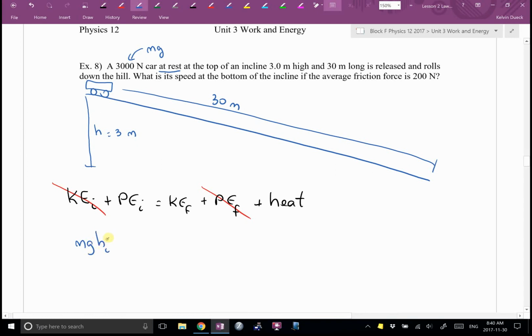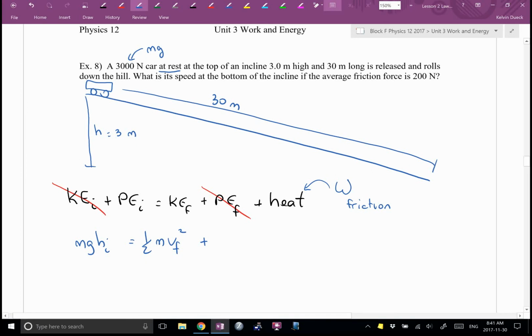mgh initial equals a half mv final squared plus. Now I'm going to think about heat a little bit differently. Draw a little arrow pointing to the heat there. Heat is really the work done by friction. It's the work done by friction. Friction is what times what? Sorry, work is what times what? Wrong thing. Work is what times what? Okay, it's force times distance.